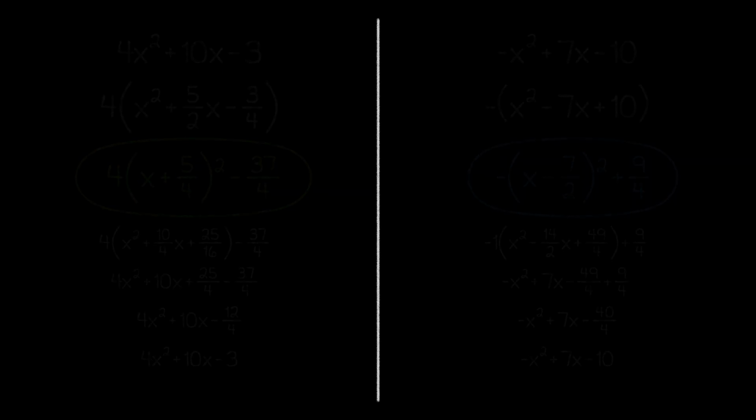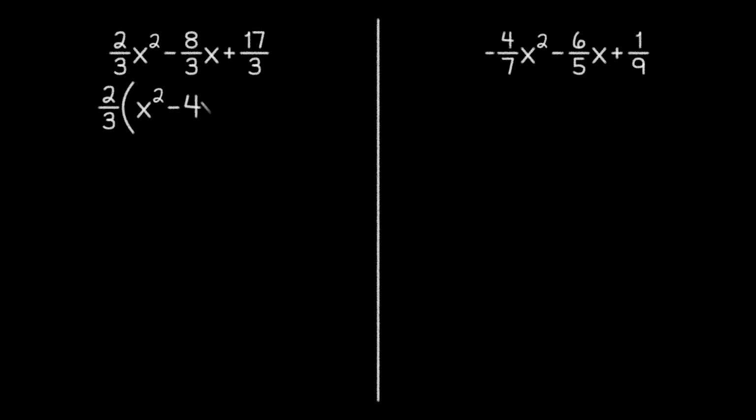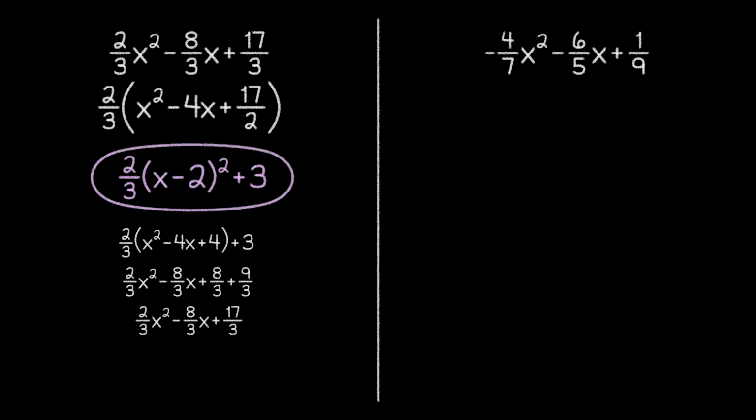And for our final two examples, we'll have leading coefficients that are fractions. The main thing to remember here is that dividing by a fraction is the same as multiplying by its reciprocal. So in this example, when we factored out the 2/3, we essentially multiplied each coefficient by 3/2 to find out which coefficients we should have inside the parentheses. From there, the numbers actually worked out rather nicely, which led us to this expression as our vertex form.